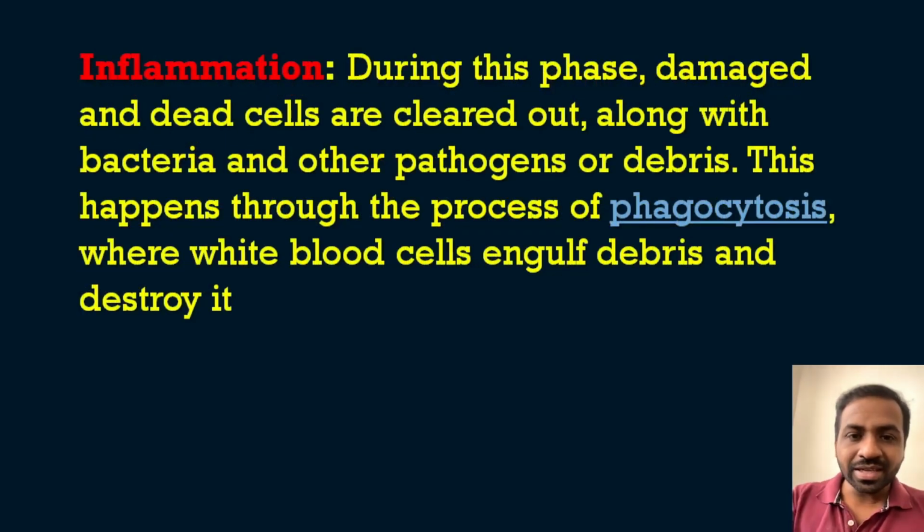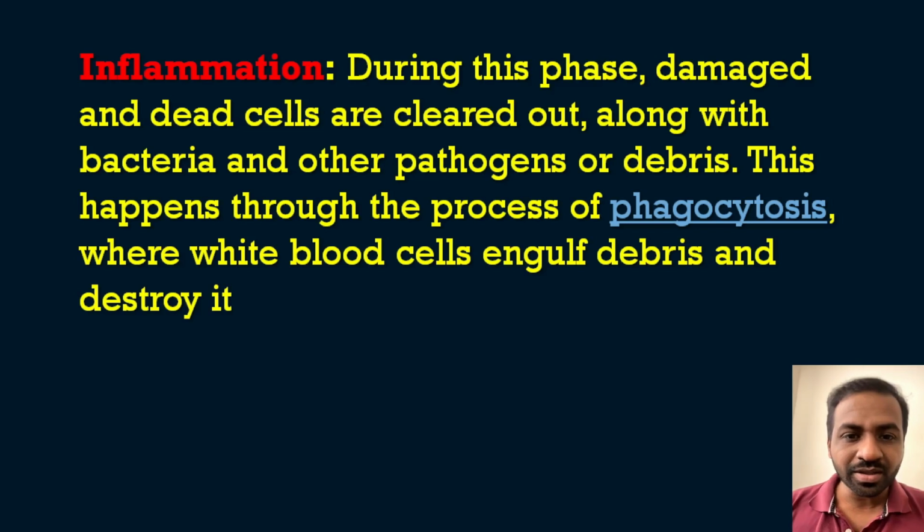Okay, and the next stage is the inflammatory stage, and during this phase the damaged and the dead cells are cleared out, along with the bacteria and the other pathogens or the debris, and this happens through the process called phagocytosis, where white blood cells engulf the debris and destroy it. So in the inflammatory phase the phagocytosis is happening. And there is one more hint for you. Among these white blood cells, which one does the most phagocytosis has already been explained in our old video, so kindly go through that video and see the answer for that question, whoever didn't watch it. Okay, so that is the inflammatory phase.